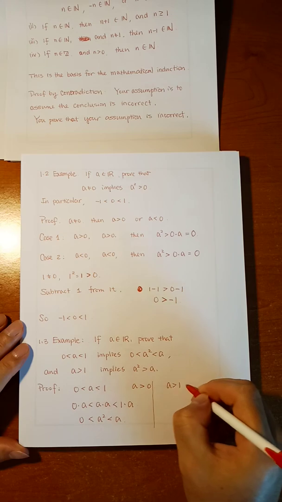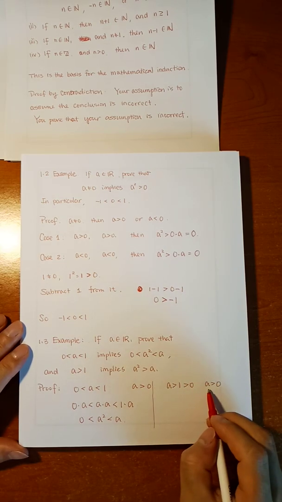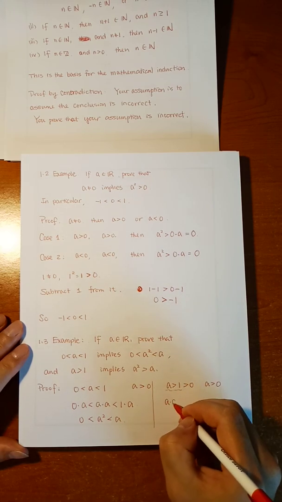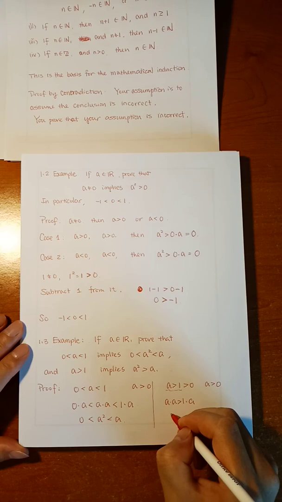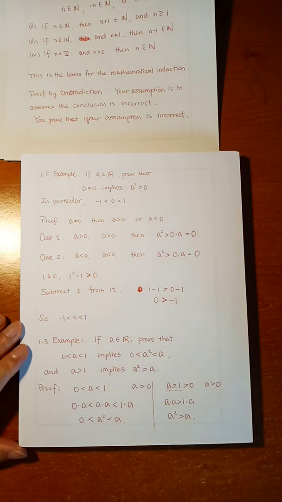And A greater than 1. We know 1 is greater than 0, so A is greater than 0. We multiply this inequality by a positive number, so we get A times A greater than 1 times A, so A squared is greater than A. That's the second part. Correct?